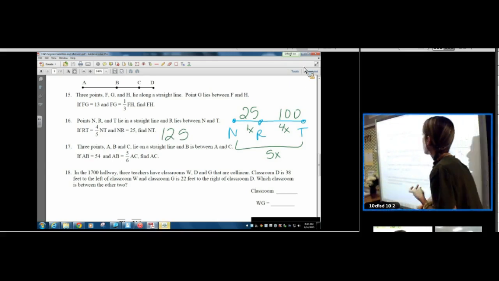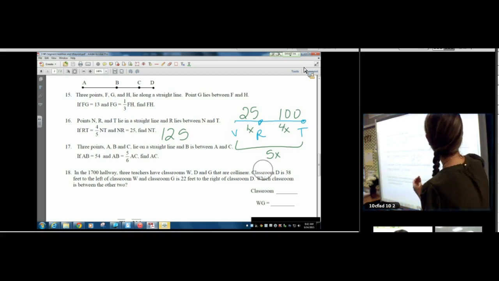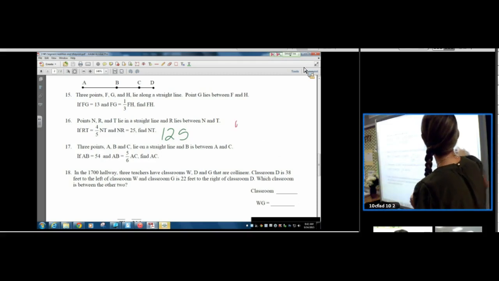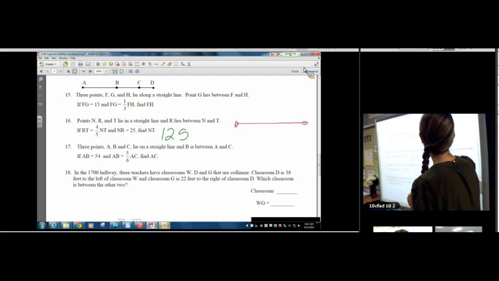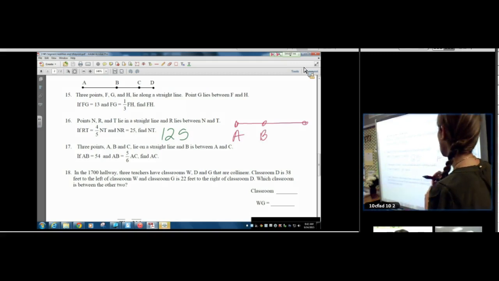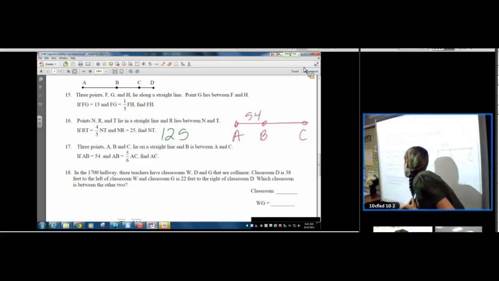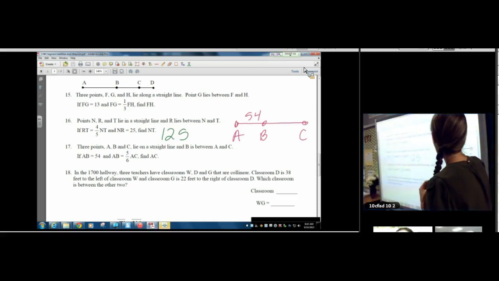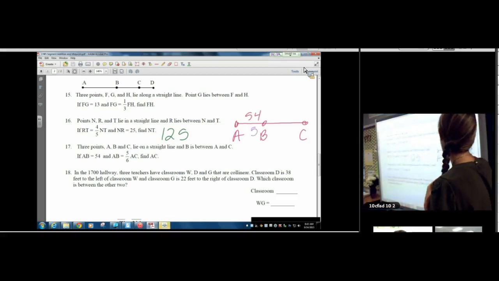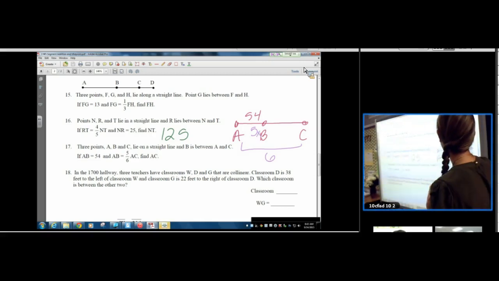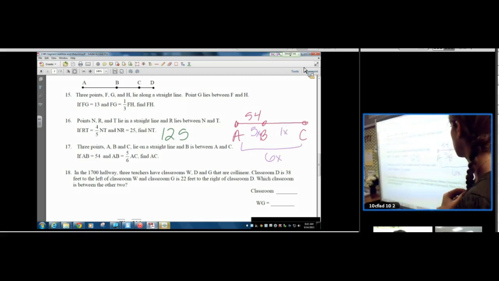Okay, last one of these, 17. Same story, different numbers. Y'all are not allowed to miss this on the quiz tomorrow because I did so many of them. Okay, A, B, C. AB is 54. And AB is 5/6 of AC. So AB gets the 5 and AC gets the 6. So this is like 5x and this is like 1x and this is 6x. We're trying to find AC.